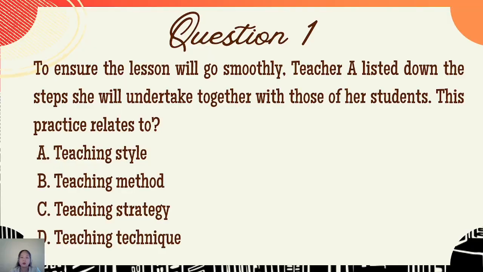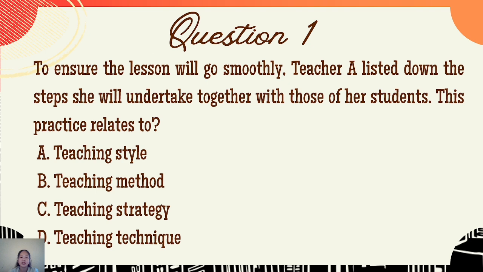So, question number 1. To ensure the lesson will go smoothly, Teacher A listed the steps she will undertake together with those of her students. This practice relates to? The correct answer is letter C. A teaching strategy is a planned approach that guides both the teacher and students in achieving learning objectives. Listing down the steps ensures that the lesson is organized and structured, which reflects strategic planning.